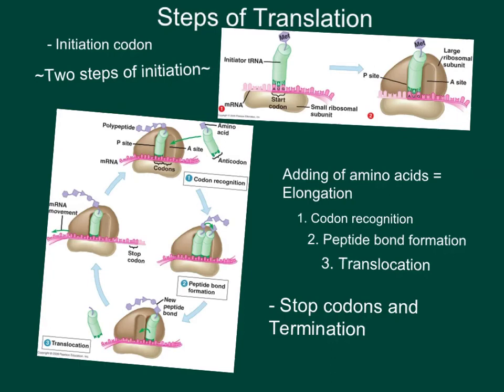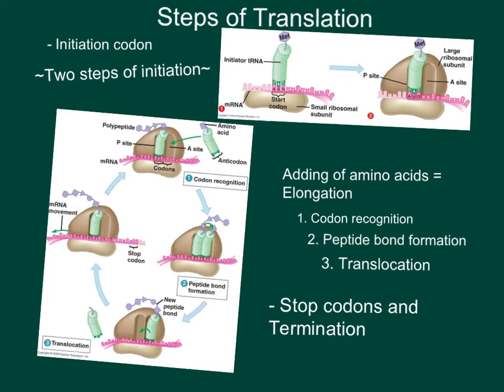After initiation, amino acids are added one at a time to form a polypeptide chain. This elongation process has 3 steps. The first is codon recognition, when the anticodon of a tRNA molecule pairs with the correct mRNA codon for the amino acid that it is carrying. This occurs in the A site of the ribosome. The next step is peptide bond formation, when the polypeptide separates from the tRNA in the P site and attaches to the amino acid on the tRNA in the A site by a peptide bond. One more amino acid has been added to the chain.